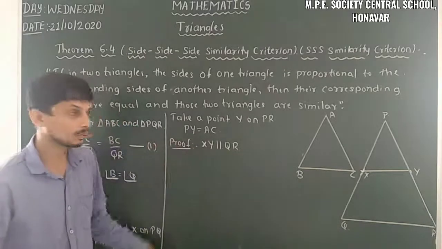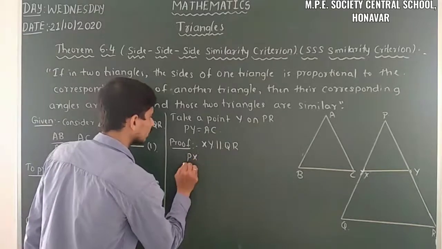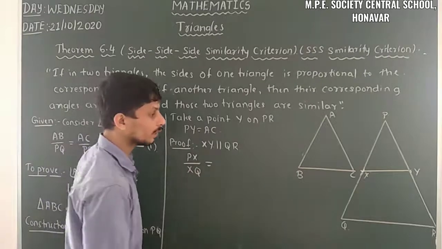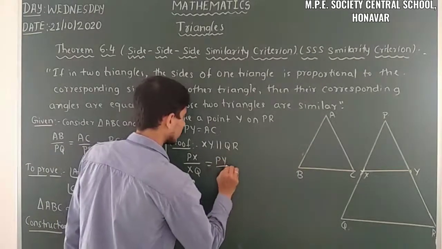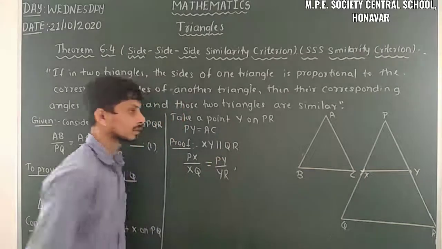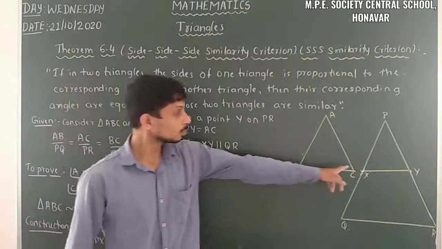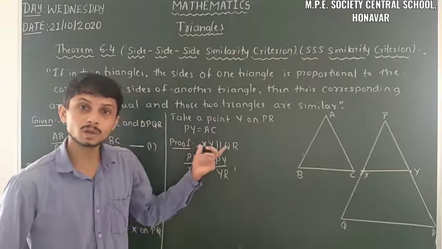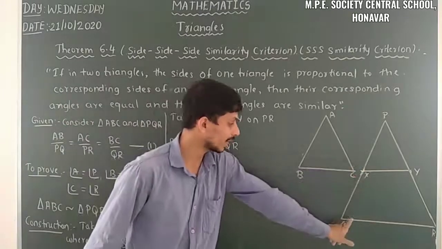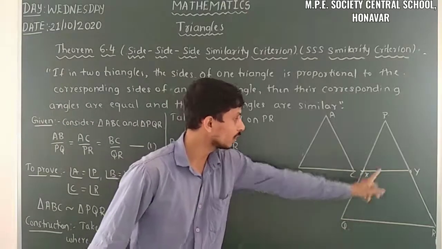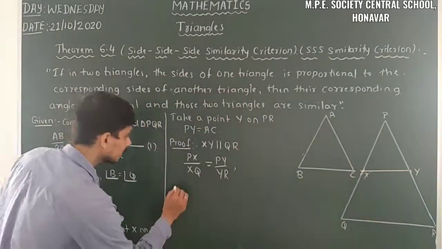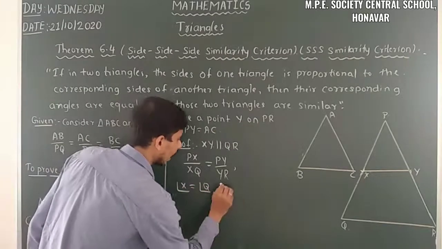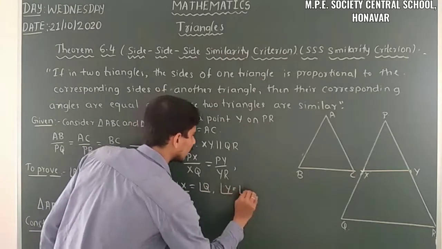That's why from theorem 6.1 we can write PX divided by XQ is equal to PY divided by YR. Also, those two sides, XY and QR, are parallel, which means we can find some of the corresponding angles. So angle X is equal to angle Q and angle Y is equal to angle R.